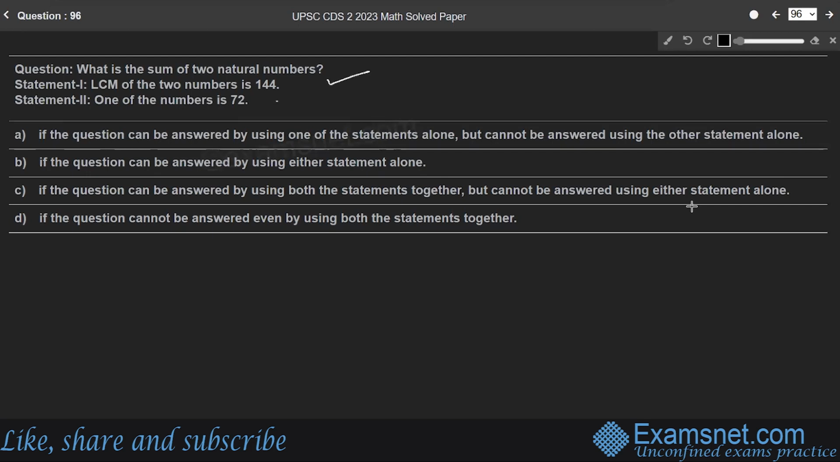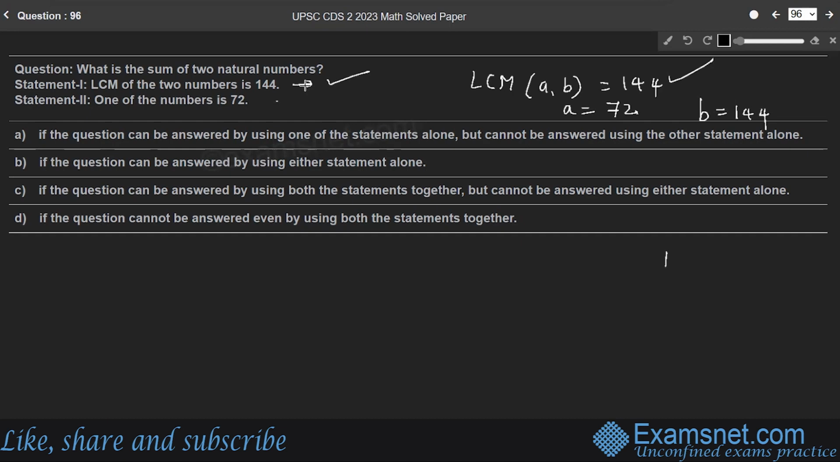Question 96. What is the sum of two natural numbers? Right? So statement 1 says LCM of two numbers is 144 and one of the numbers is 72. So here LCM of A and B is given as 144 and one of the numbers is given. I'll call A as 72. Since 72 into 2 is 144, the next number is 144, so that LCM of A and B becomes 144.